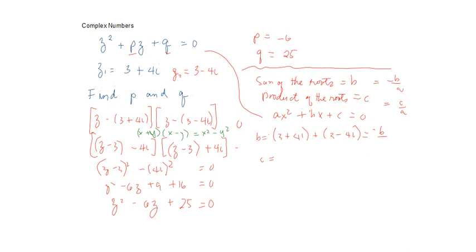For the product, we have 3 plus 4i times 3 minus 4i. Of course, this also gives us 25, which is 25 over a. Our a is 1. So either you do this or the other one. I think this is how we get the middle term, negative b over a, and c over a. Now let's move to the other one.